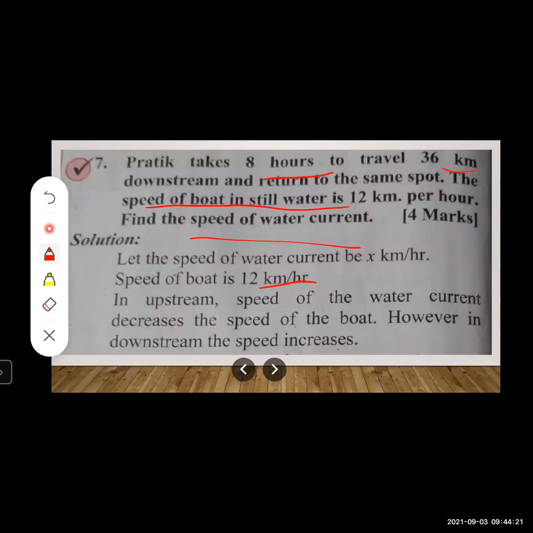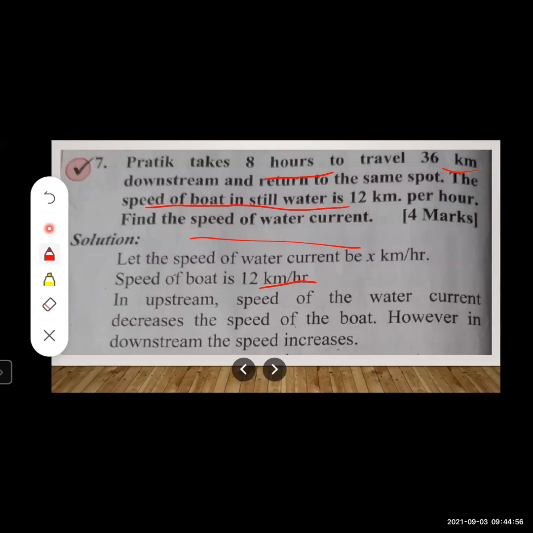I think, students, you must have understood what is given over here. The speed of the boat in still water is 12 kilometers per hour, right? So in downstream, the speed of the boat will increase. So the speed of the boat will be 12 plus x. The speed of the water current is x kilometers per hour. So when in downstream, it will add, 12 plus x. The speed of the boat will be 12 plus x because it is going to increase.